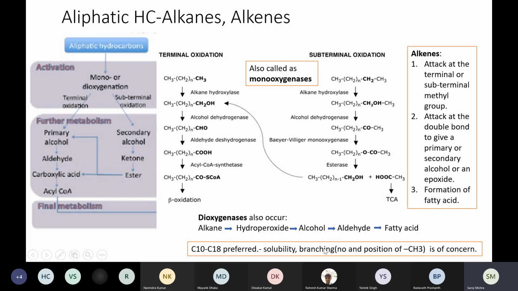Okay, and the branching, the number and the position of where the methyl group is going to be located, like in the case of toluene, or you have xylene, etc. That is also very, very important when you talk about microbial bioremediation.